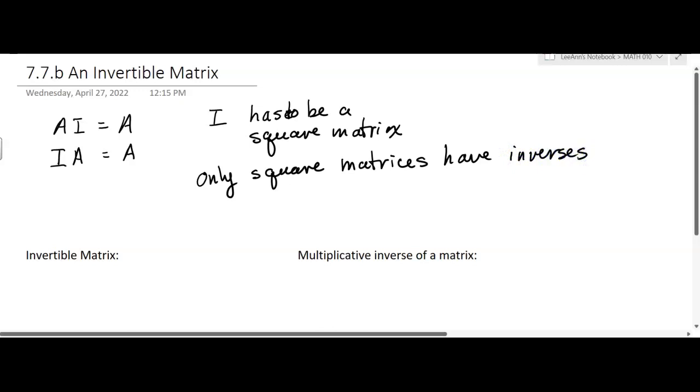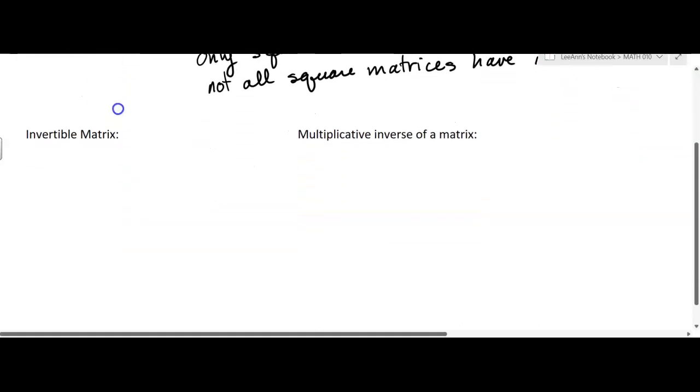And the other thing is, not all square matrices have inverses. Some of them just don't have inverses, okay? All right. When a matrix has an inverse, it's called an invertible matrix. Okay, so this means that it has an inverse.